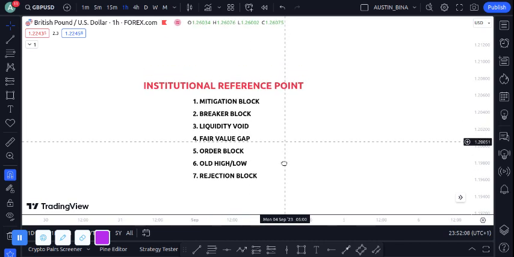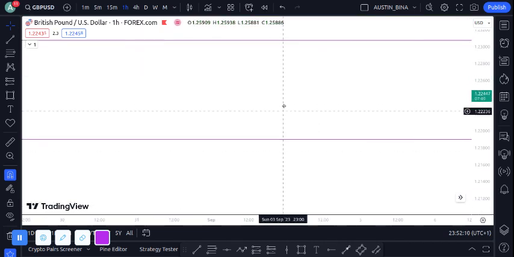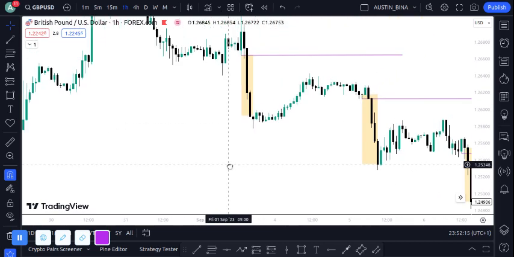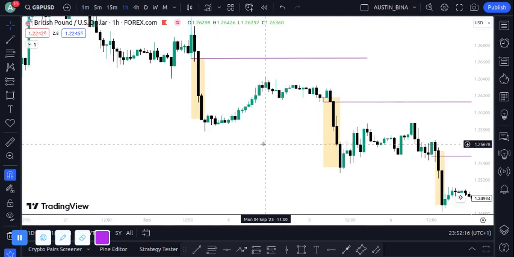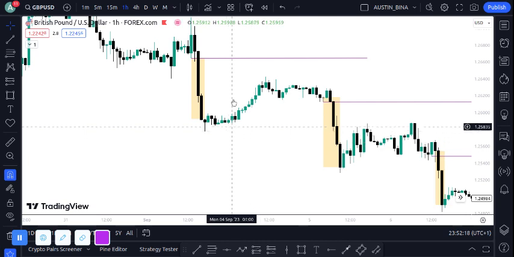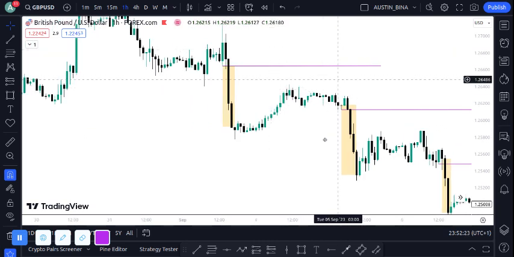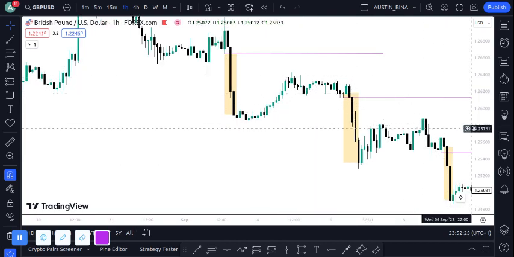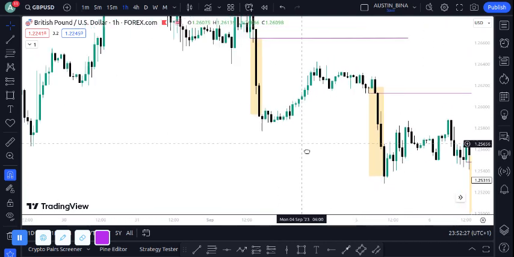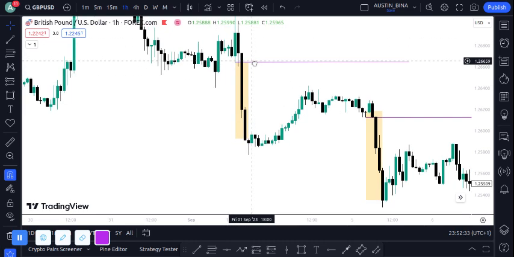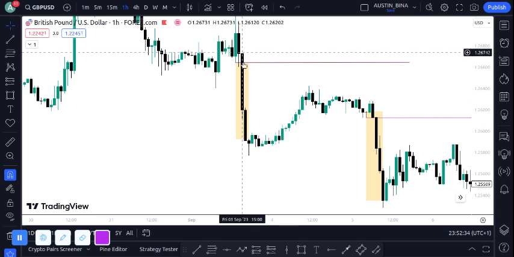But for this video I'm going to consider liquidity void, right? Make sure you pay attention, guys. So what is liquidity void? Liquidity void is simply one-sided movement in price delivery. Whenever you see price deliver and leave a void, which is a one-sided movement, you see so many candles without an opposing price delivery.